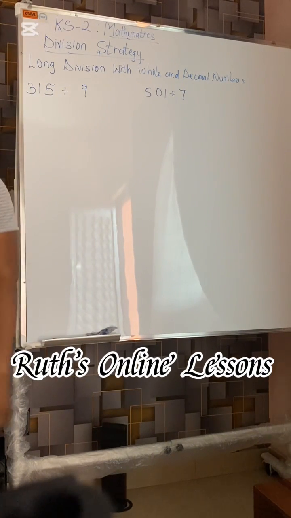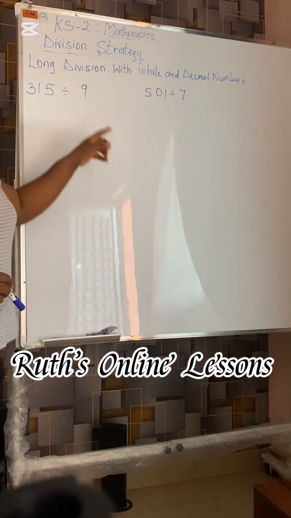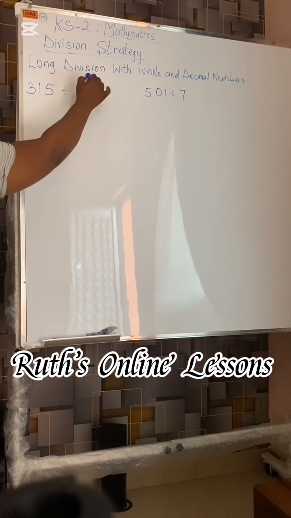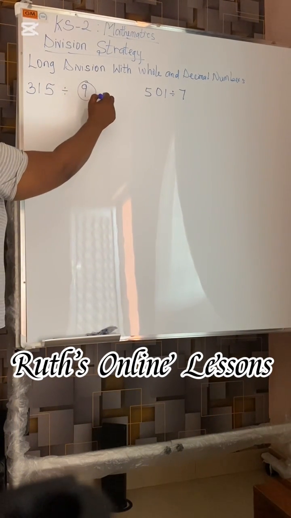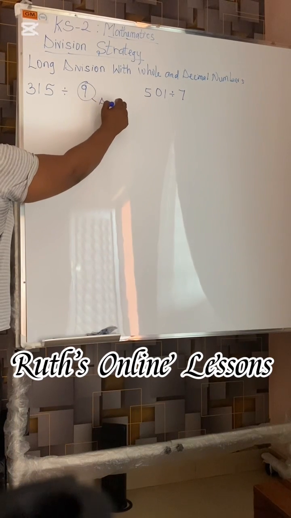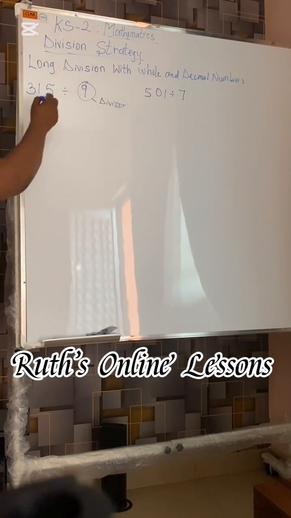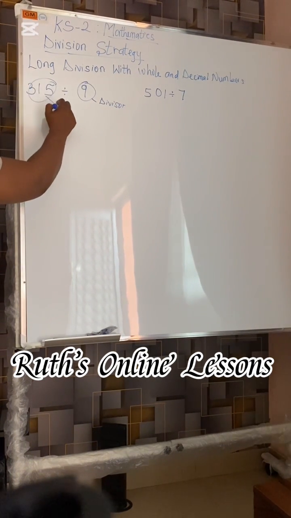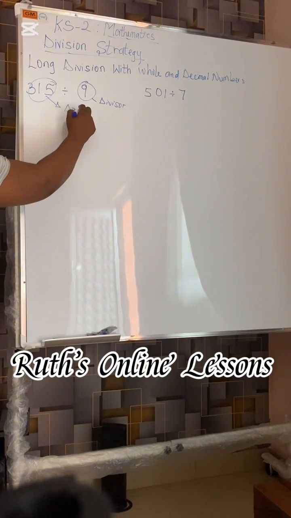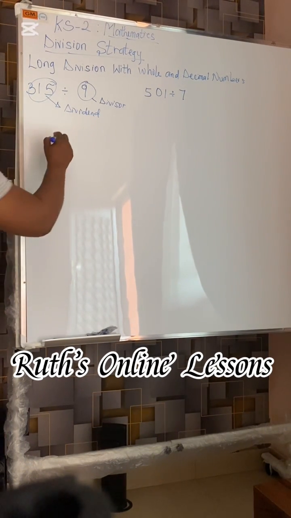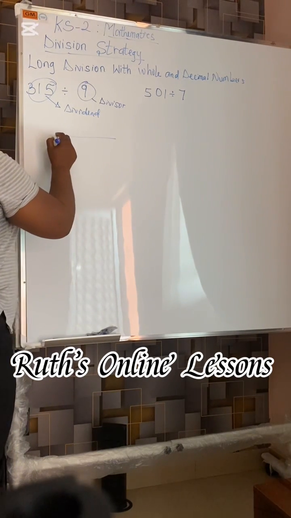All right. So we have 315 divided by 9. What do we do? We're using long division. The first thing I'm going to do is identify this as my divisor. Please note this is my divisor, and this number here is my dividend. Just know this, and whatever answer we get is the quotient. So this is long division.